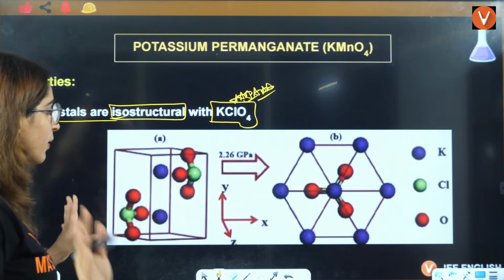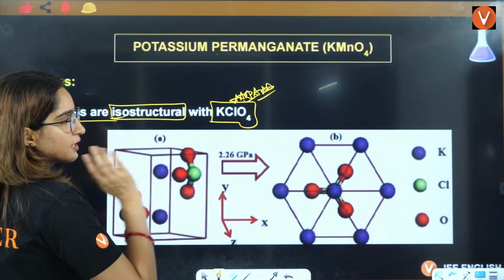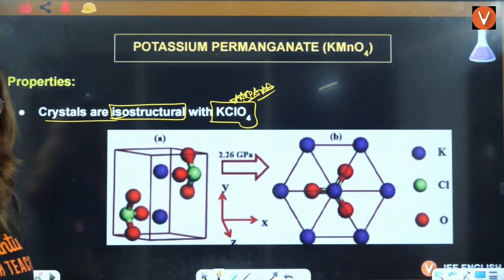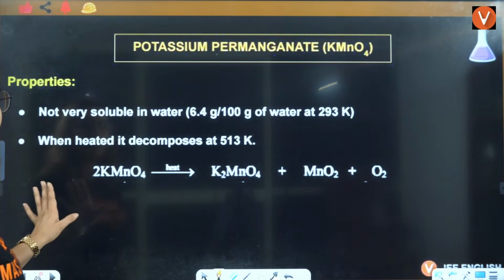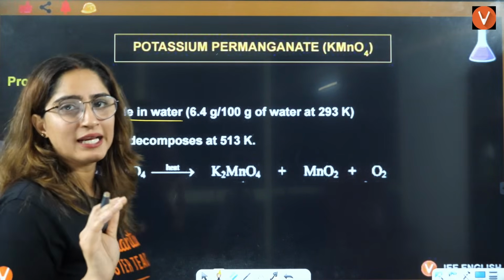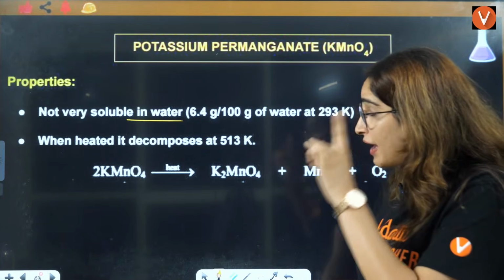Okay, because they have compared it here, right? That's how they are similar here, that you have KClO. In a similar way you have this, right? Then we have properties: not very soluble in water, right? In water they are not very soluble. When heated, very, very important.